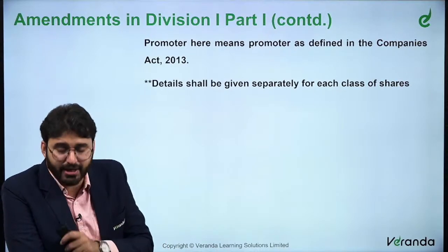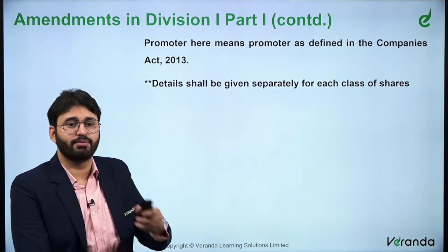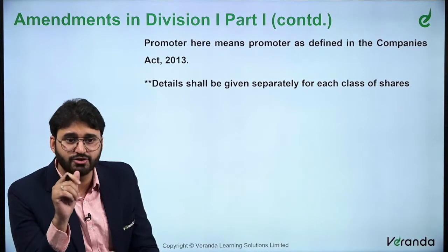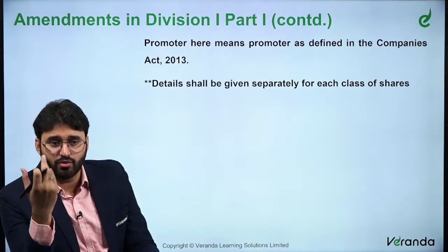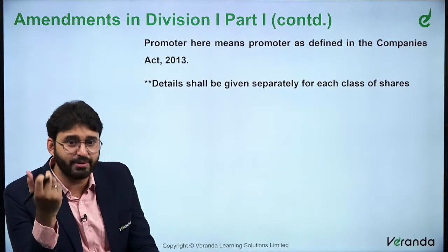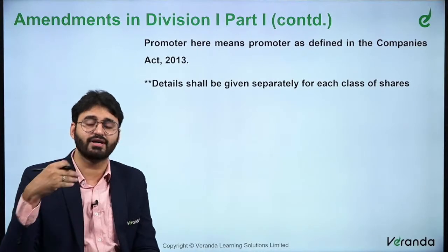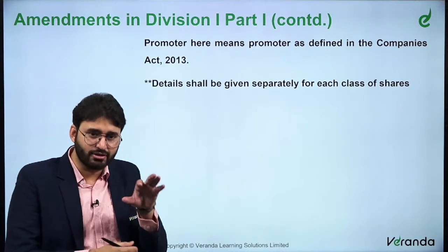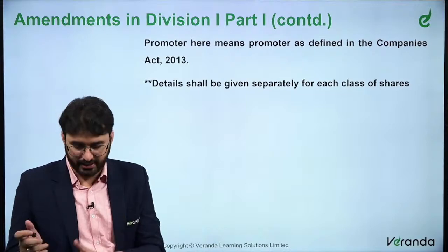details can be given separately for each class of shares. So if the promoter is holding sweat equity shares, highly possible. Promoter is holding ESOPs, highly possible. Promoter is holding equity shares, promoter is holding preference shares. In equity also you can have different classes of shares, right? Equity class A, class B. So every class of shares I need to give separately.